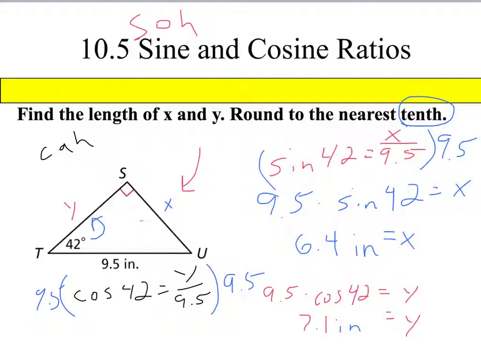All right. So this is sine and cosine. You're going to be finding the SO, opposite over hypotenuse, and the CA, adjacent over hypotenuse.